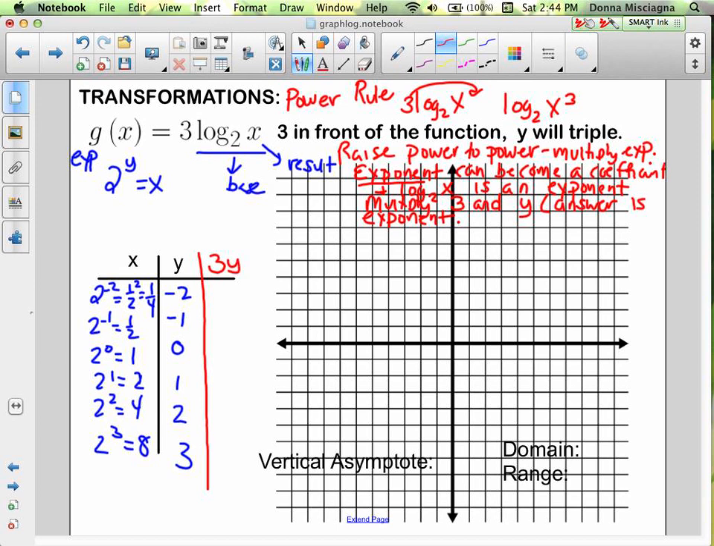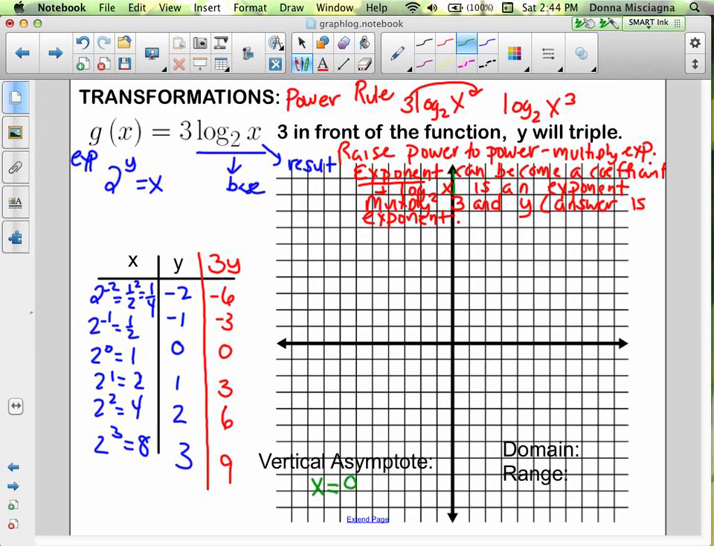Because the y's are the exponent and the 3 is the exponent. So that's going to make this -6, -3, 0, 3, 6, 9. All right, so now we can just graph the one graph. Let's graph our vertical asymptote first, and then we'll graph our function. So the vertical asymptote is x equals 0.